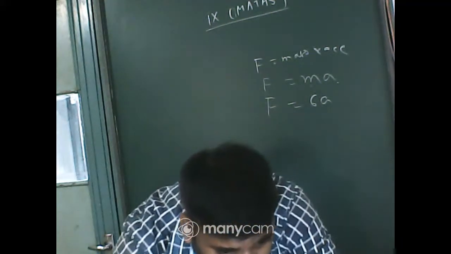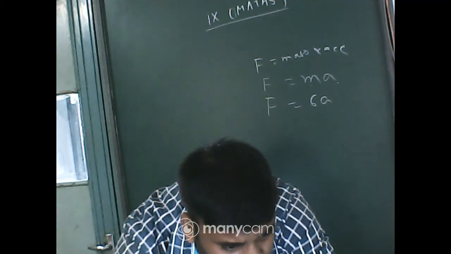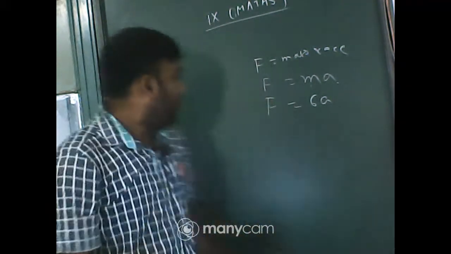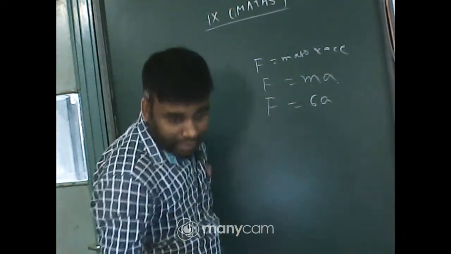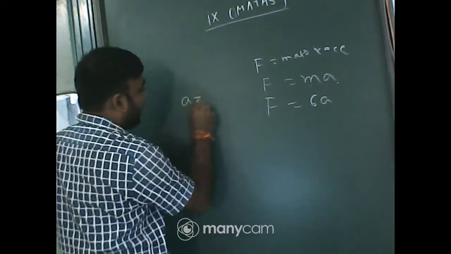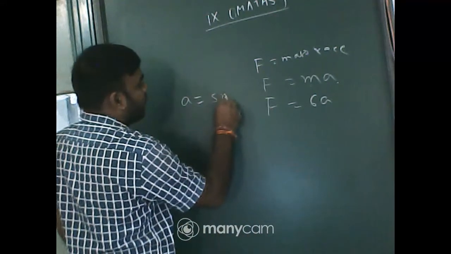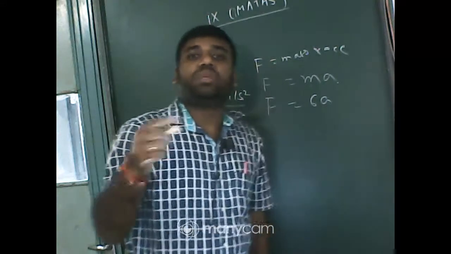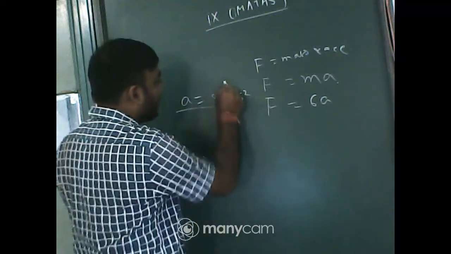The force required when acceleration produced is 5 meter per second square and 6 meter per second square. Now, F equal to 6a. When a equal to 5 meter per second square, you know that acceleration means change of velocity per unit time. That's why the unit is meter per second square.